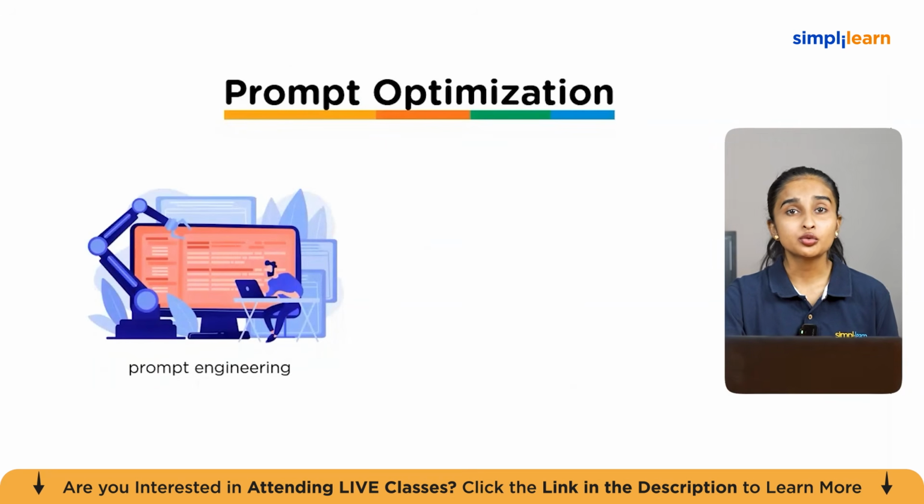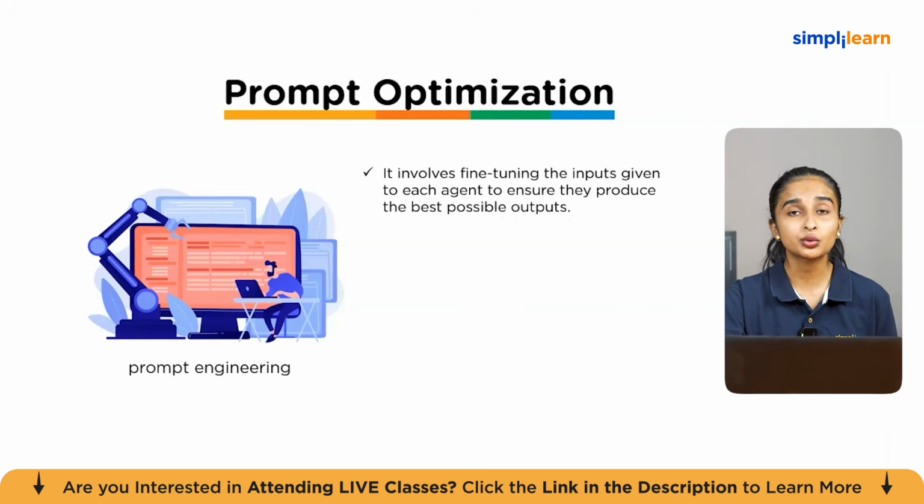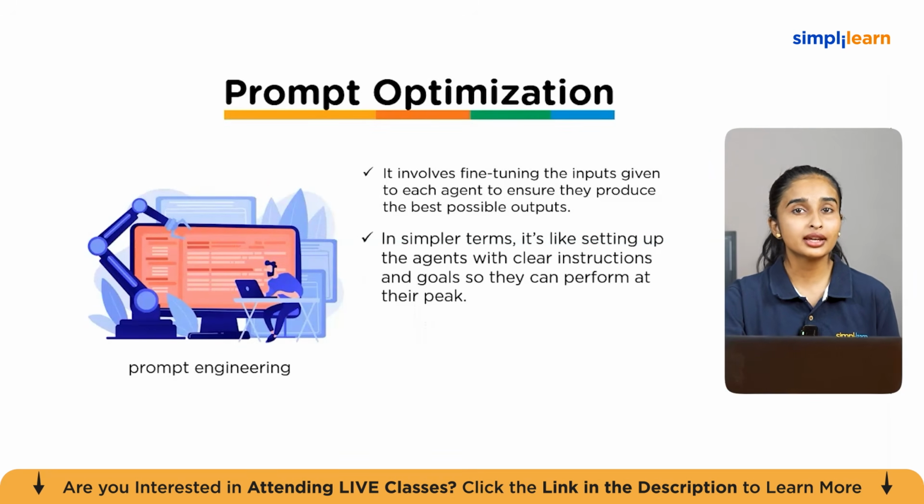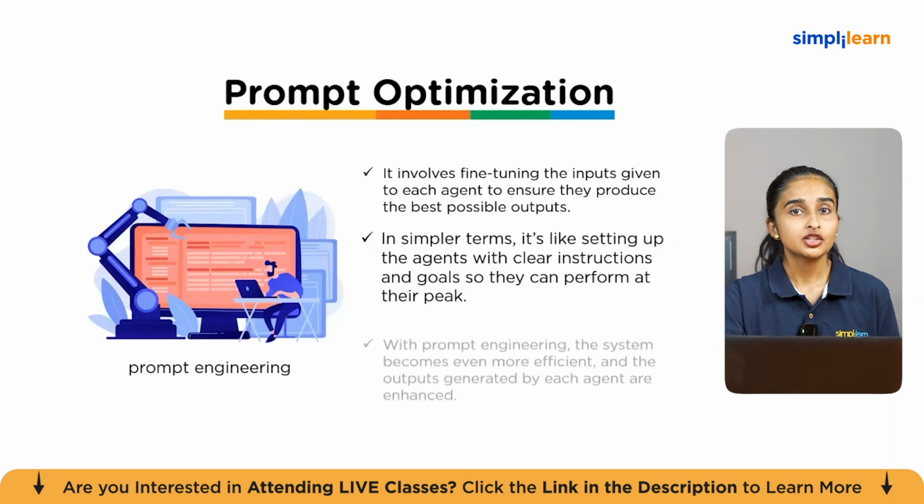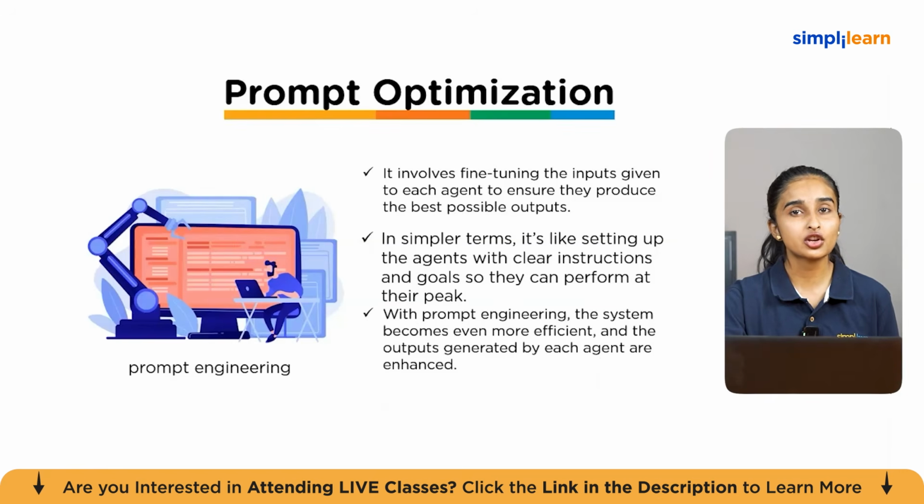Now let's take it up a notch with prompt engineering. As we've seen, each of these AI agents has a specific role to play, but prompt engineering is what ties everything together. It involves fine-tuning the inputs given to each agent to ensure that they produce the best possible outputs. In simpler terms, it's like setting up agents with clear instructions and goals so they can perform at their peak. With prompt engineering, the system becomes even more efficient, and the outputs generated by each agent are enhanced. Just like in a real team, giving specific and clear instructions helps everyone perform better and stay on task. Prompt engineering ensures that all agents collaborate effectively, resulting in better performance and faster outcomes.